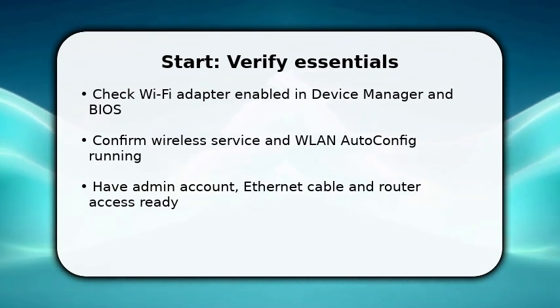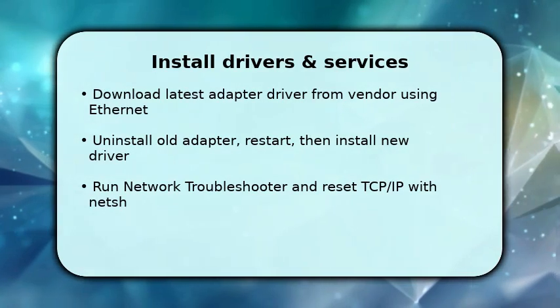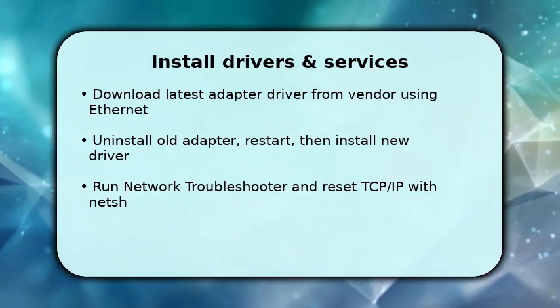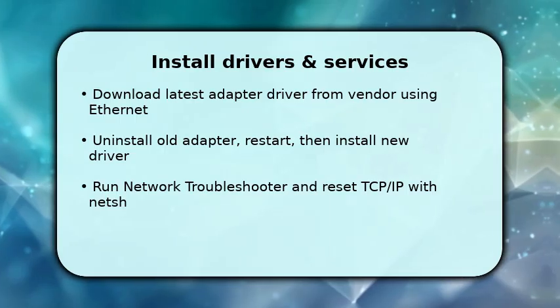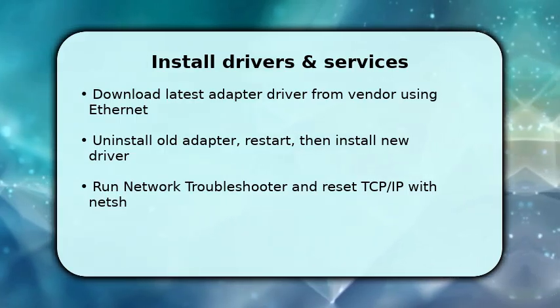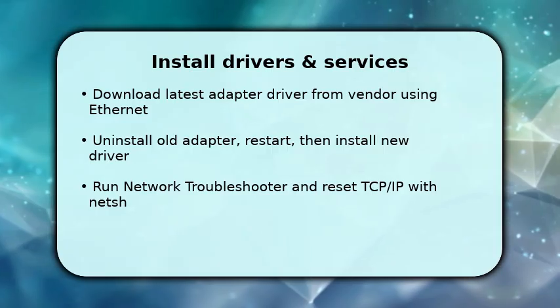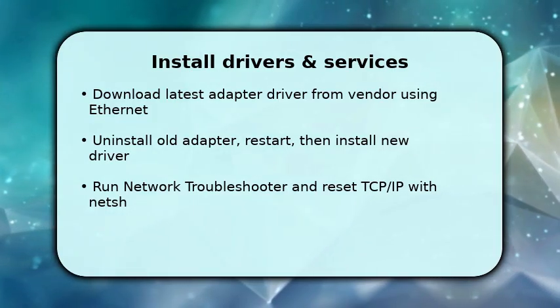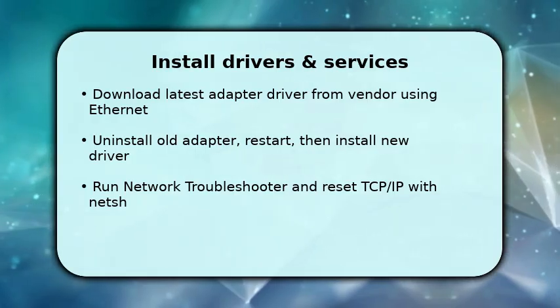Now focus on the complex middle steps. Use the wired connection to download the correct Windows 7 driver from the adapter or laptop maker, match model, and 32/64-bit. In Device Manager, uninstall the wireless adapter and choose Delete Driver Software for this device if present.